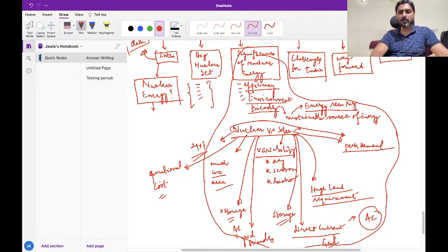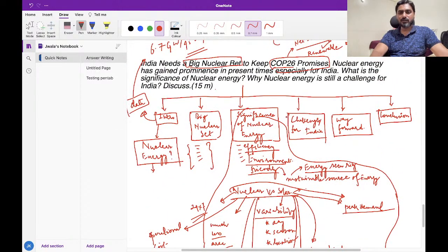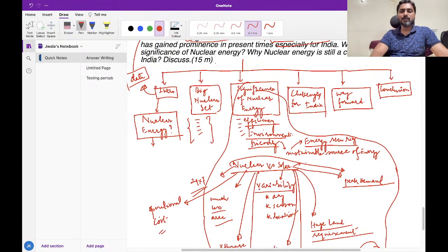So if we want to tackle environmental issues, if we want to fulfill our promises, then actually we would need to bet more on nuclear. At present the potential is not used. Why? Because in India we are producing only 2% of electricity from nuclear.